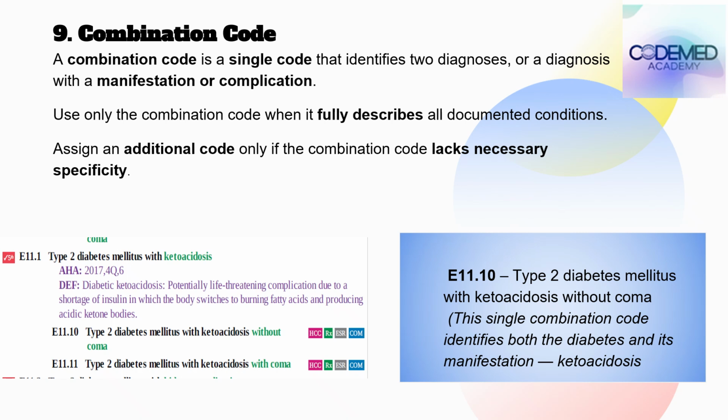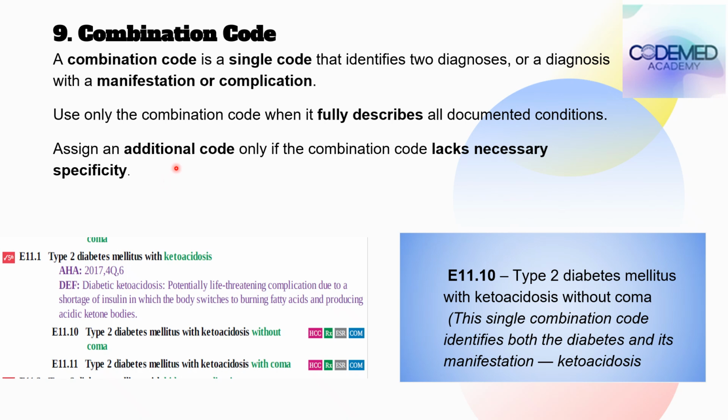Point number 9, combination code. A combination code is a single code that identifies two diagnoses, or a diagnosis with a manifestation or diagnosis with complication. Use only the combination code when it fully describes all documented conditions. Assign an additional code only if the combination code lacks necessary specificity.